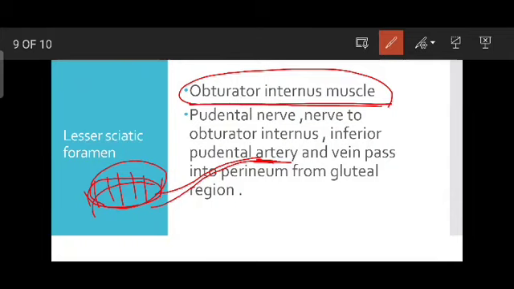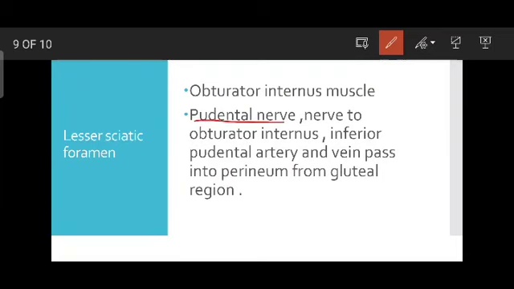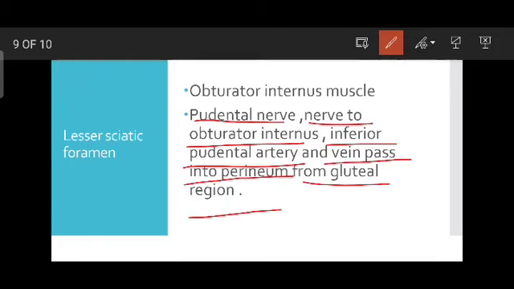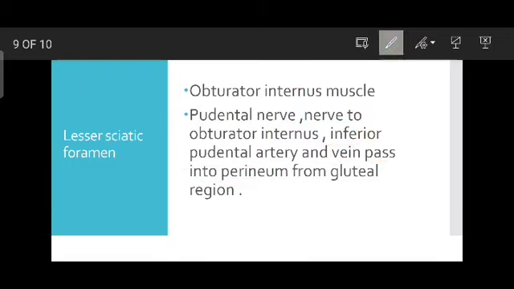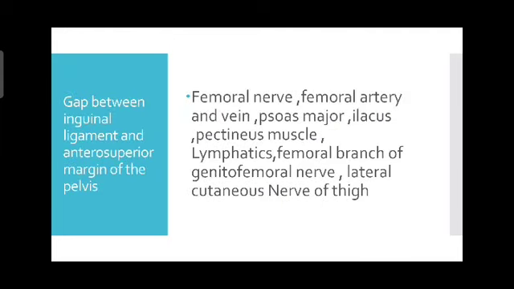Okay, and this pudendal nerve, nerve to obturator internus, inferior pudendal artery and vein pass into the perineum from the gluteal region. This all comes out of the pelvic cavity through the greater sciatic foramen and immediately enters into the lesser sciatic foramen and supplies the perineum region. Okay, that's all about the lesser sciatic foramen.